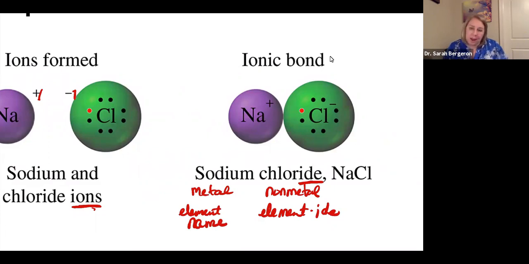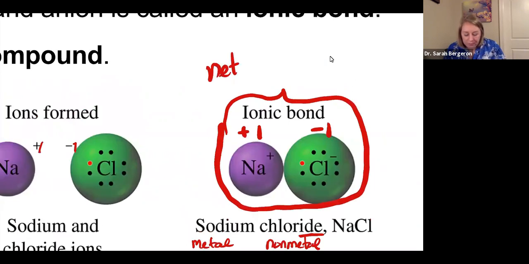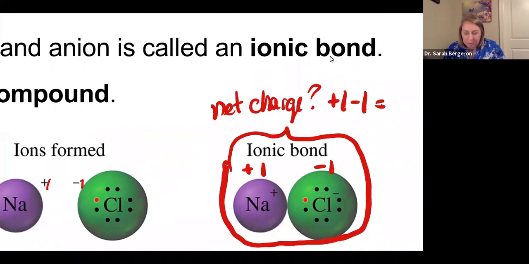When we look at this compound, we have the attraction between the two oppositely charged particles. We have a positive 1 and a negative 1. Overall, if we take into account all of this, what is the net charge? Well, I have a +1 and a -1. What do I get? +1 and -1, I get 0. So my net charge is 0 on all ionic compounds. It must be 0. That is the definition, right?